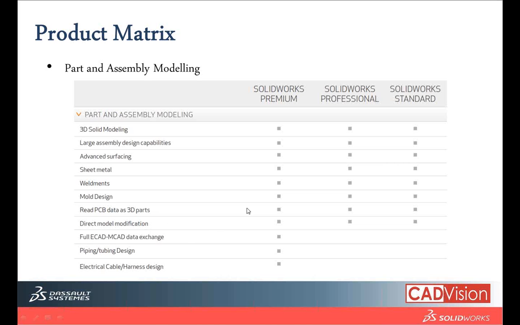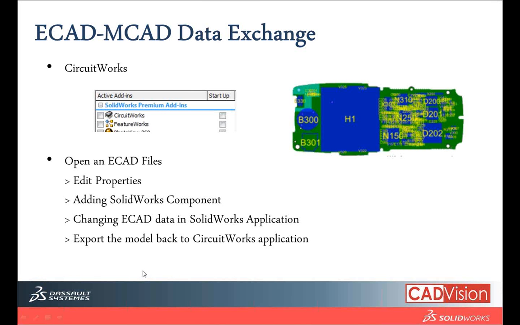What SolidWorks Premium has extra compared to SolidWorks Professional and SolidWorks Standard is the full ECAD and MCAD data exchange. In this case, we are talking about CircuitWorks, piping and tubing design, routing in SolidWorks language, and electrical cabling and harness design. It's also electrical routing, which is part of routing.